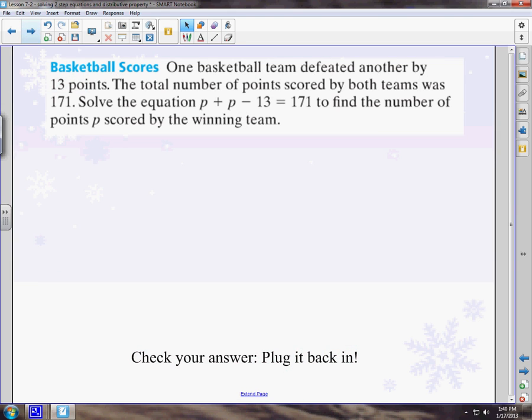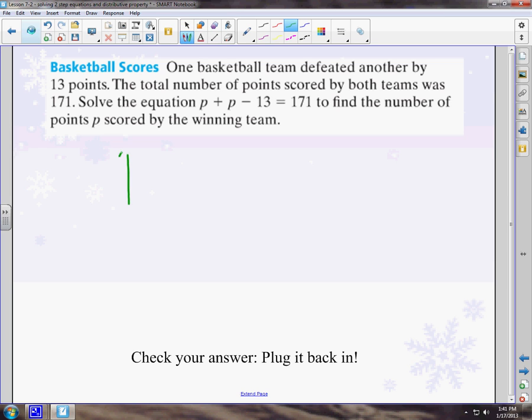Basketball scores. One basketball team defeated another by 13 points. The total number of points scored by both teams was 171. Solve the equation P plus P minus 13 equals 171 to find the number of points P scored by the winning team.